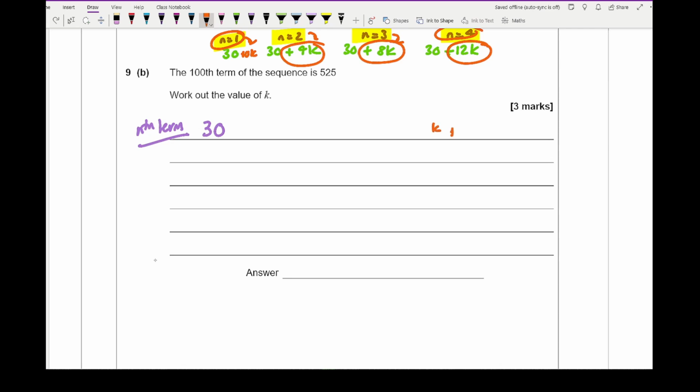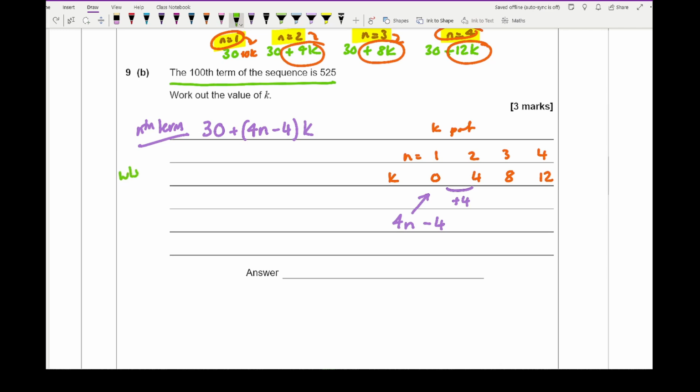So if I look at the k part, when n is 1, 2, 3, 4, the k part is 0, 4, 8, and 12. Now if I find an nth term for this, the difference is going up by 4, so 4n is going to be in there. And what do I have to do to get from 4 to 0? Take away 4. So the k part is going to be 4n minus 4k. Now I've got my nth term. I can now look at the information that's given to me in the question. It says the 100th term, so when n equals 100, this is going to equal 525.